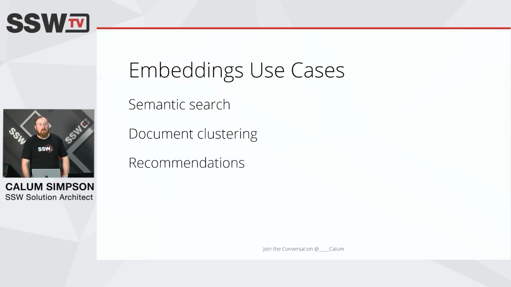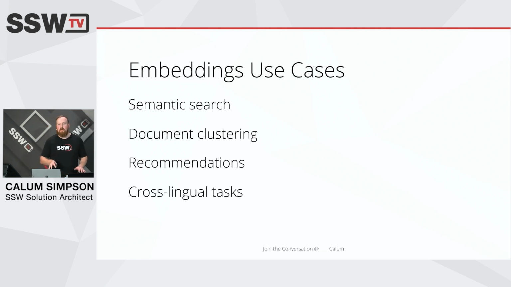Another one, recommendations. So, if you know what documents someone likes, obviously you can easily recommend them similar documents based only on the content of the documents. So you don't have to do any sort of extra processing. It'll just be based on the embedding of the document and the embeddings of the documents the user likes, which ones you recommend to them.